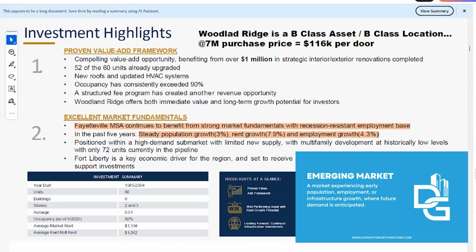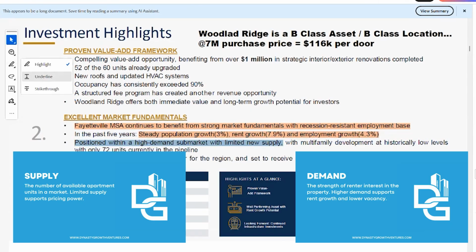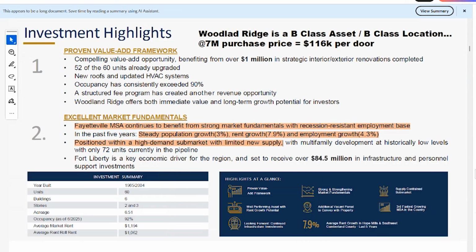Positioned within a high demand submarket with limited new supply. That's good. Remember, we want as many people as possible competing for our apartments. That is what drives the price up. We want demand to exceed supply. So when it says limited new supply, that is a good thing for us.